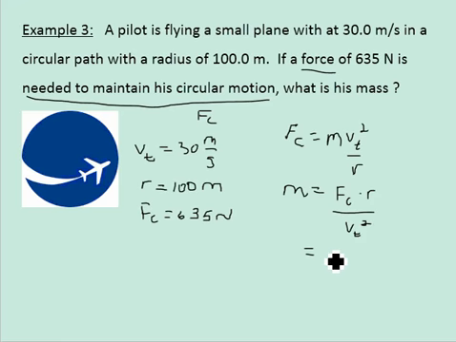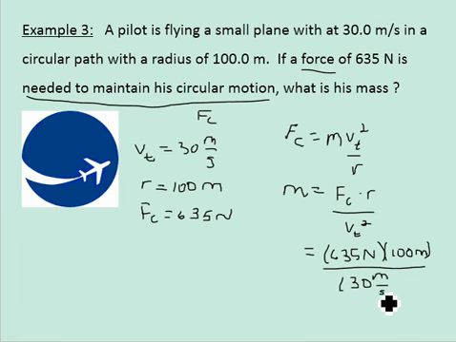Substitute all my values. 635 newtons, 100 meters, and my linear speed squared. That should give us a number of 70.6.